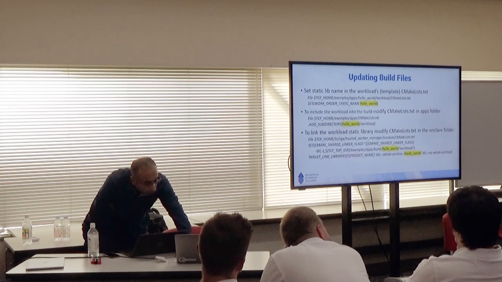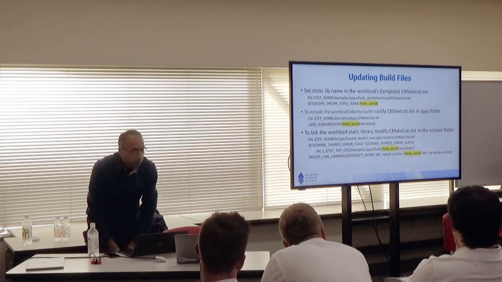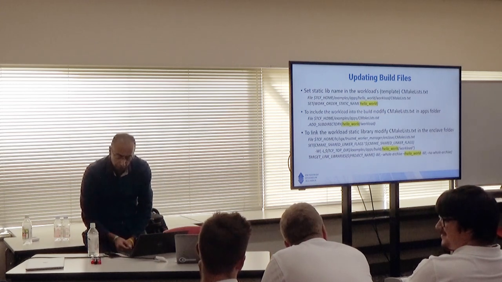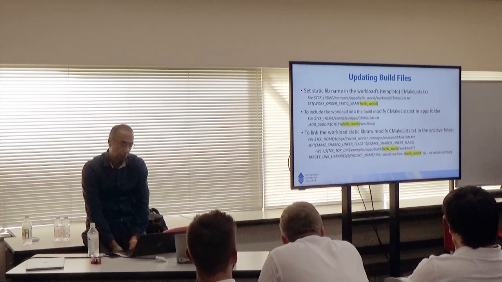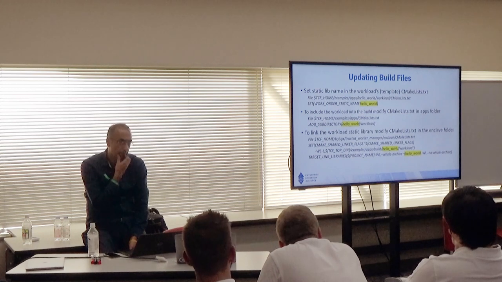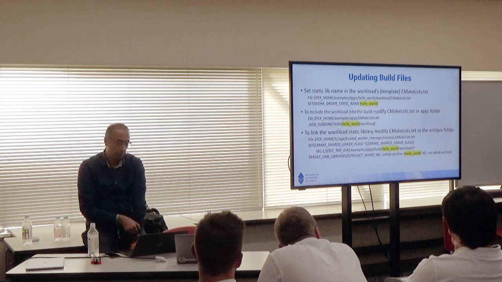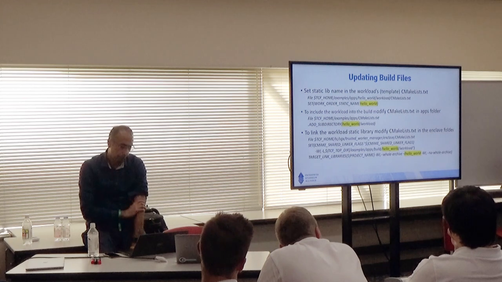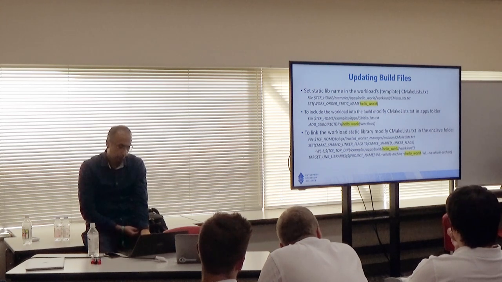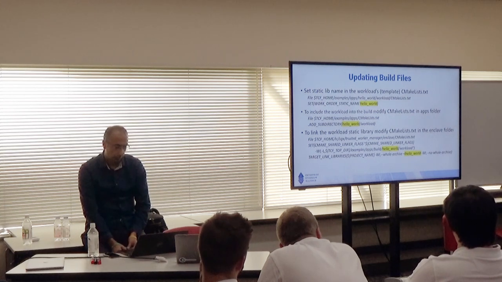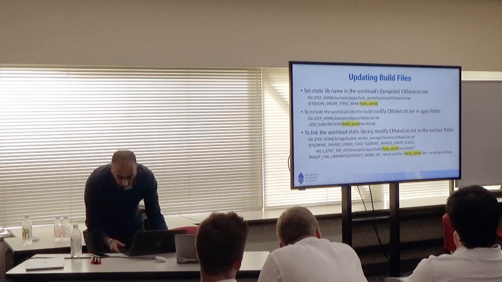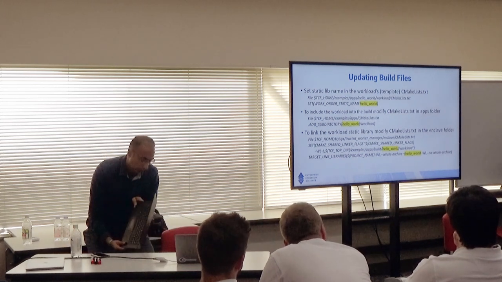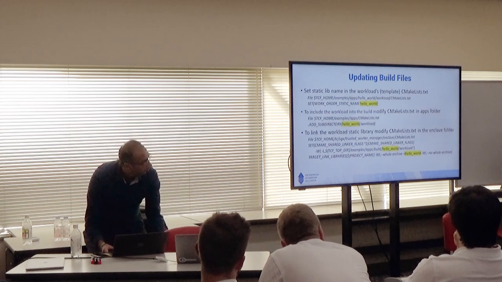First of all, there are three files that allow us to build the Hello World workload. The first of them is actually one of the template files. That is the top one. It controls how to build a static library. The second one includes the building of this particular static library into the overall build process. And the third one links that into the overall set of workloads to be loaded in the enclave. So the highlighted items are what really has to be changed, because everything else is provided as templates. Next one.